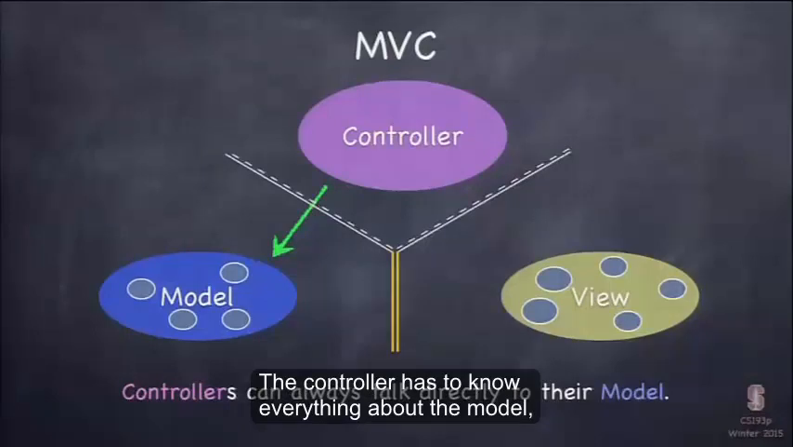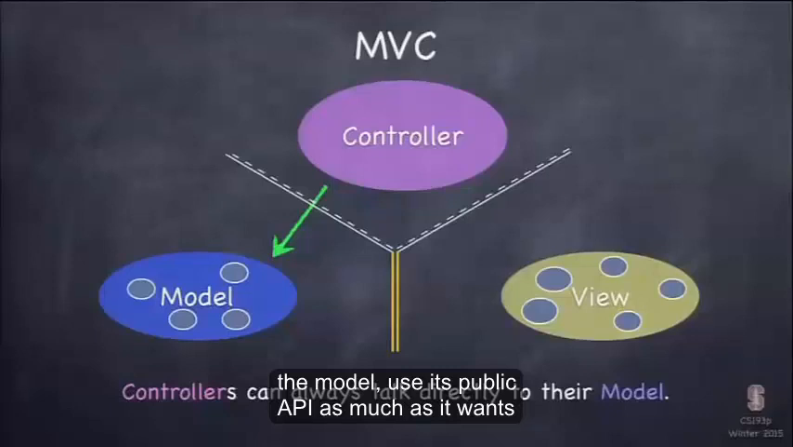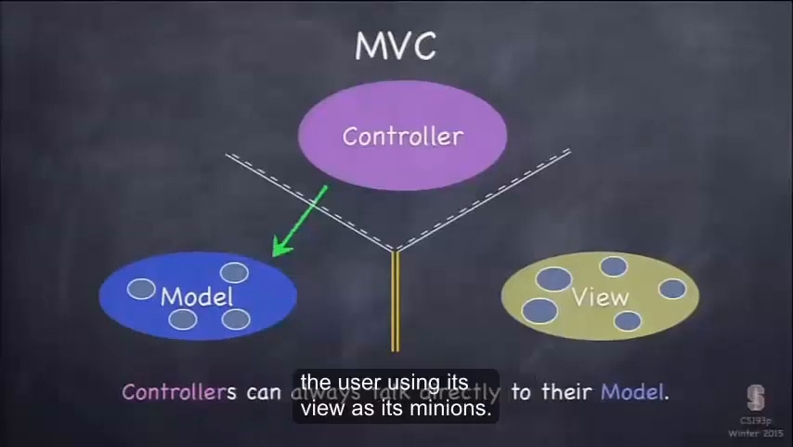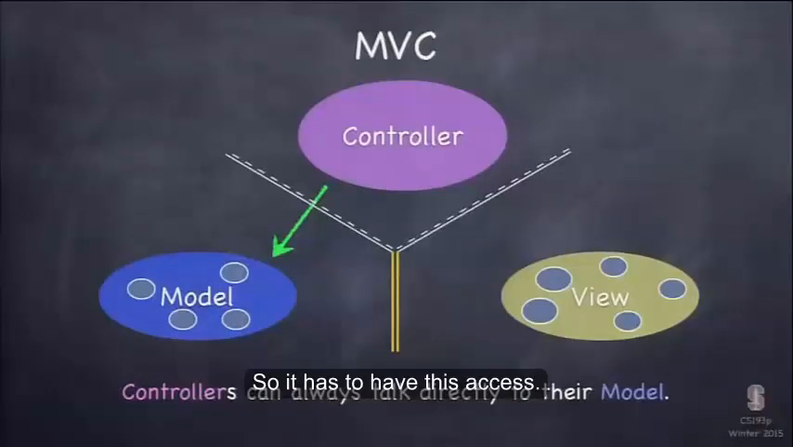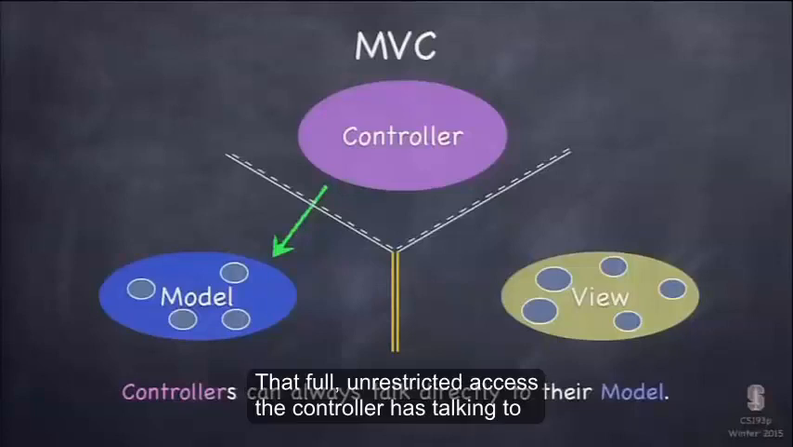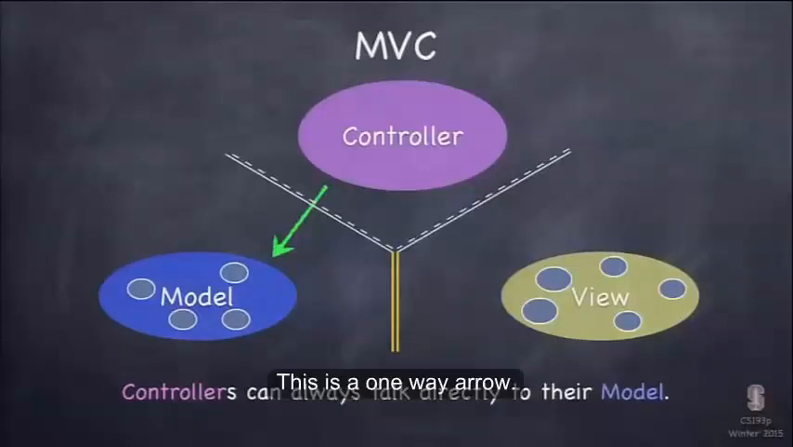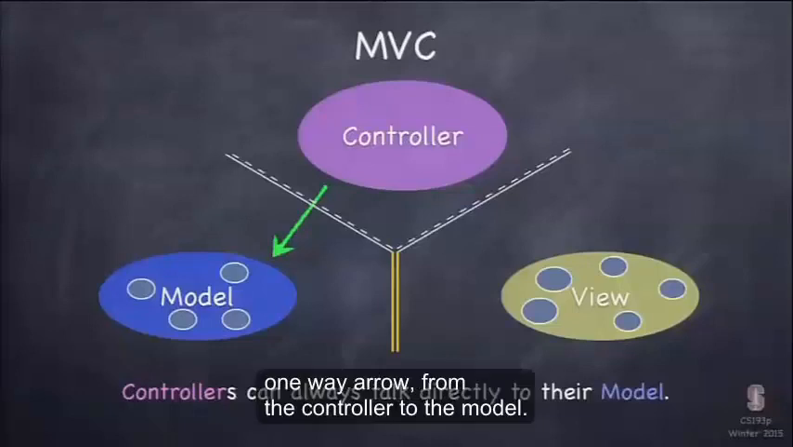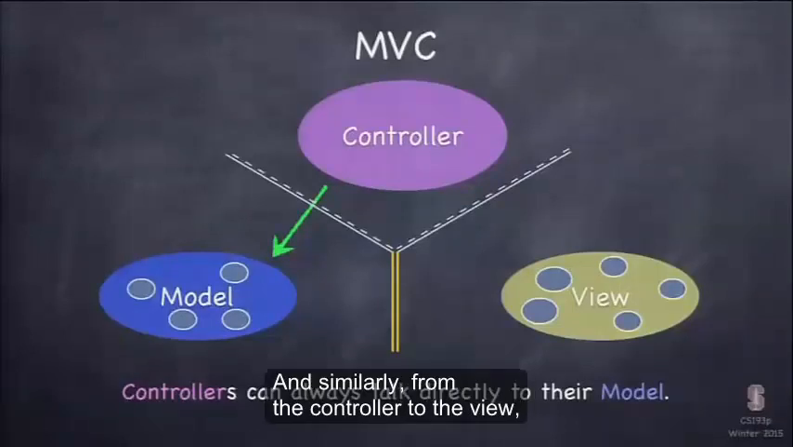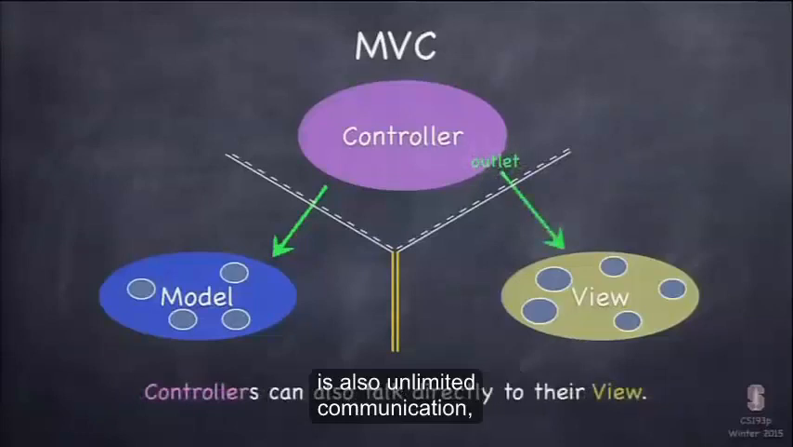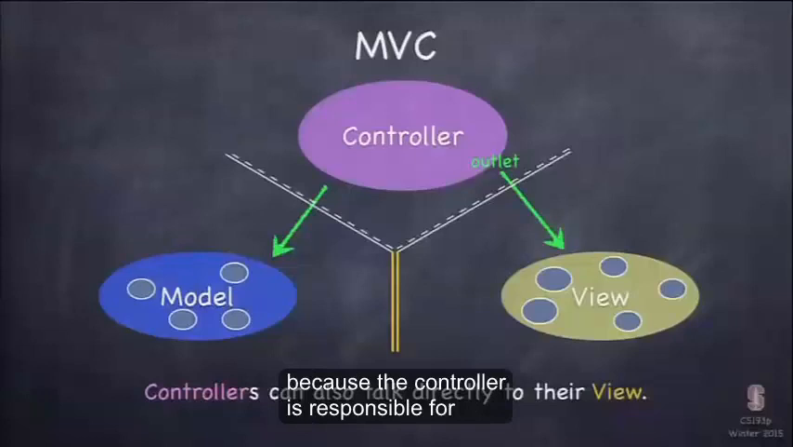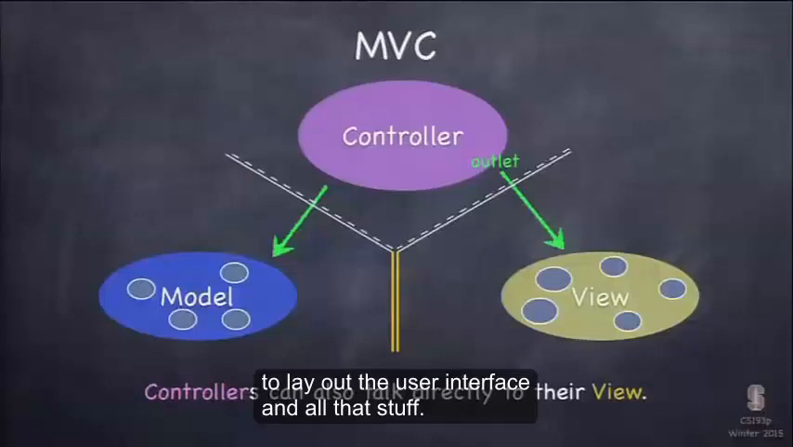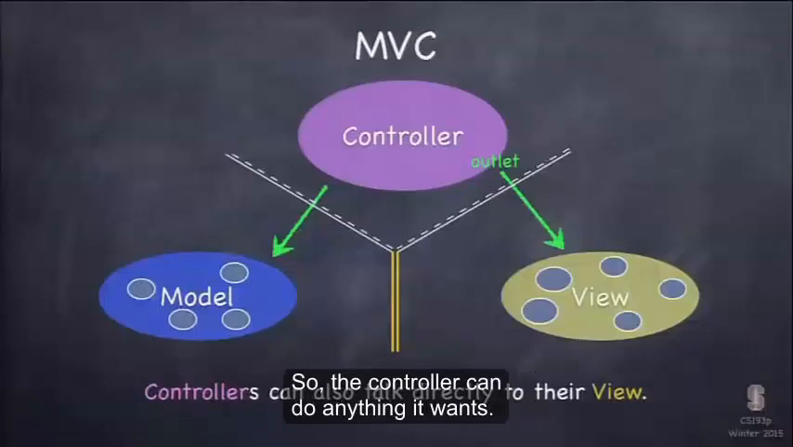The controller has to know everything about the model, and it has to have complete ability to talk to the model and use its public API as much as it wants, because the controller's job is to present the model to the user using its view as its minions. So it has to have this access. That's full, unrestricted access the controller has talking to the model. This is a one-way arrow from the controller to the model. Similarly, from the controller to the view is also unlimited communication, because the view is the controller's minions to lay out the user interface and all that stuff. So the controller can do anything it wants.